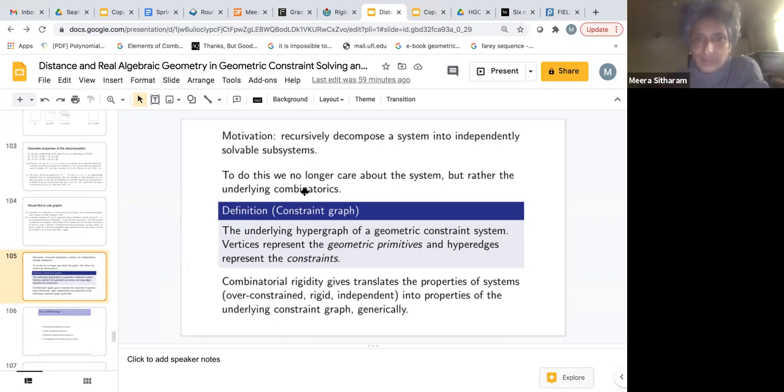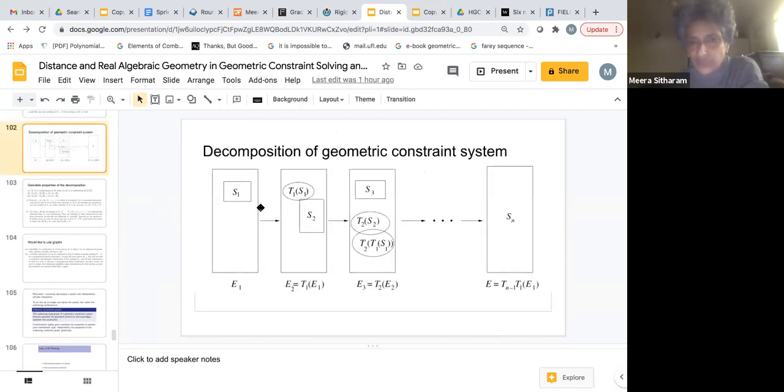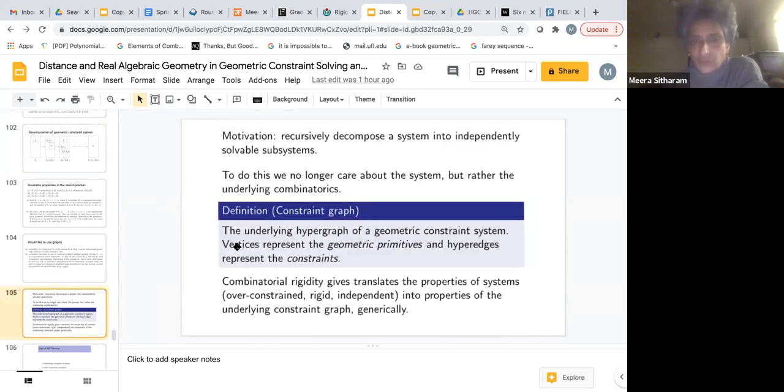Okay, so we want to recursively decompose the system into separately, independently solvable subsystems. To do this, in this picture, we could do S1 and S2 together, but as we want to be solving S1 or simplifying S1, we don't want it to interfere much with S2. So to do this, we no longer care about the system, but only the underlying combinatorics or the graphs. So here I say hypergraph because this particular talk was prepared in a slightly more general setting than just distances. Right now, we're only caring about distances. So just think of it as a graph.